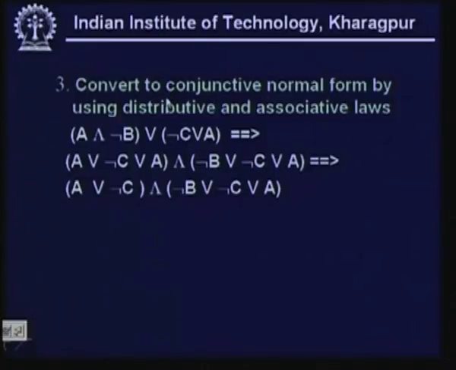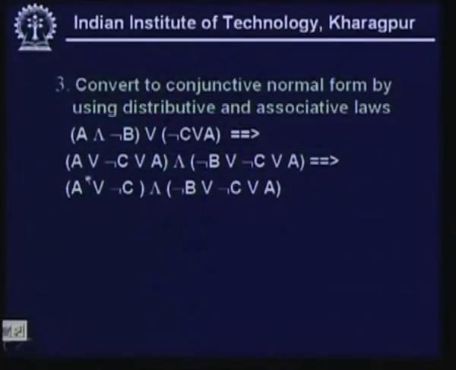But our objective was to derive clauses, and in the clauses there were only disjunctions allowed. So, what do we do? We have got here individual clauses, they are satisfying the definition of clause, but they are connected with an AND. The answer is very simple.